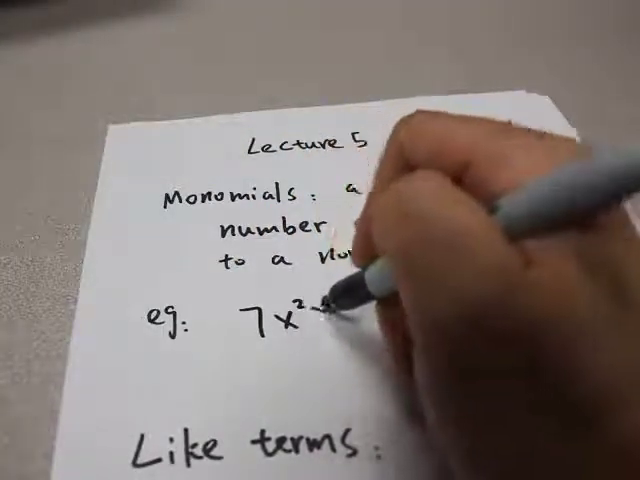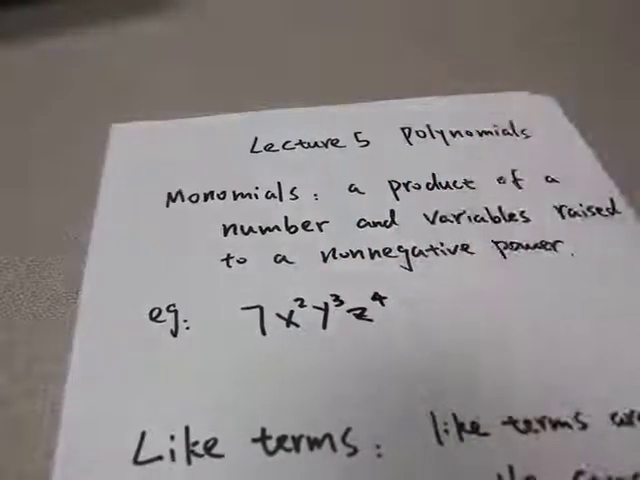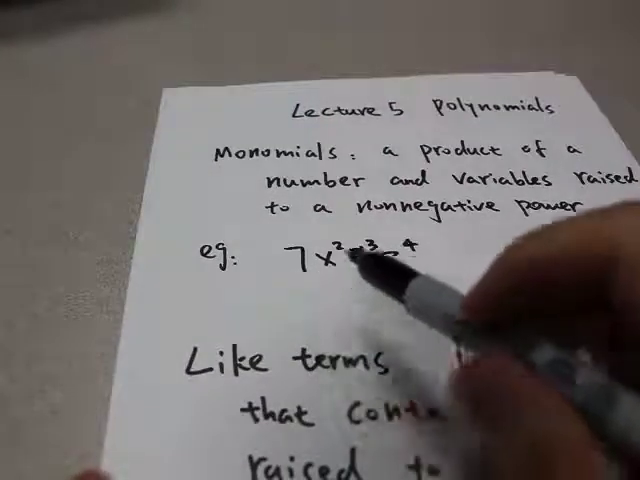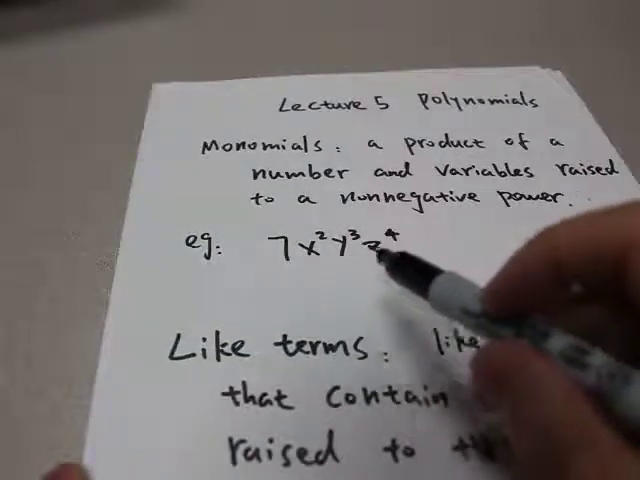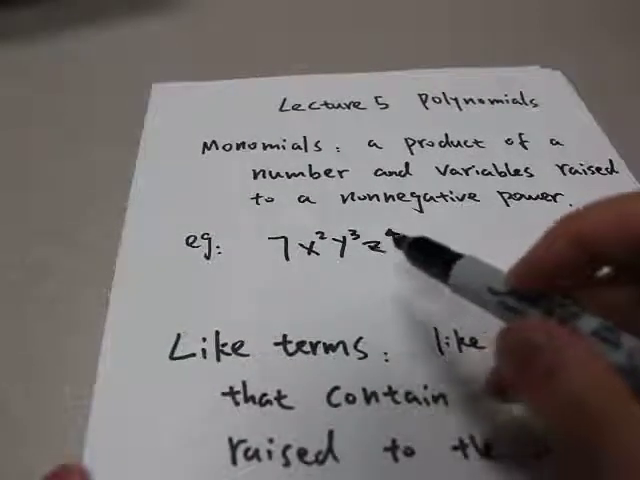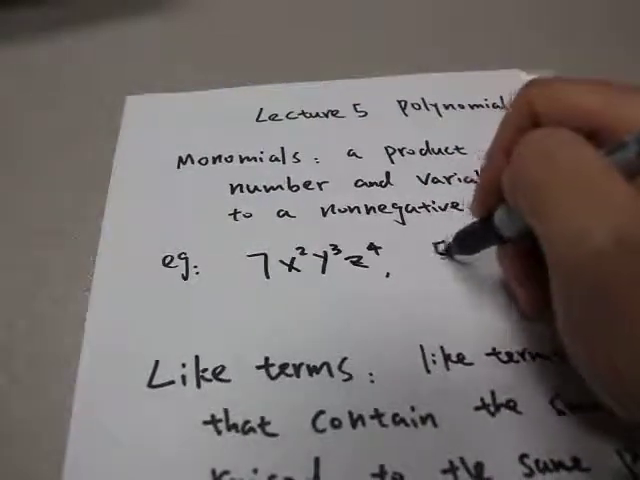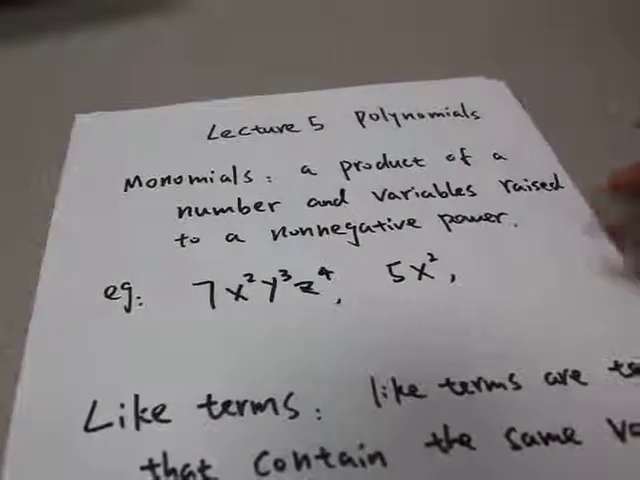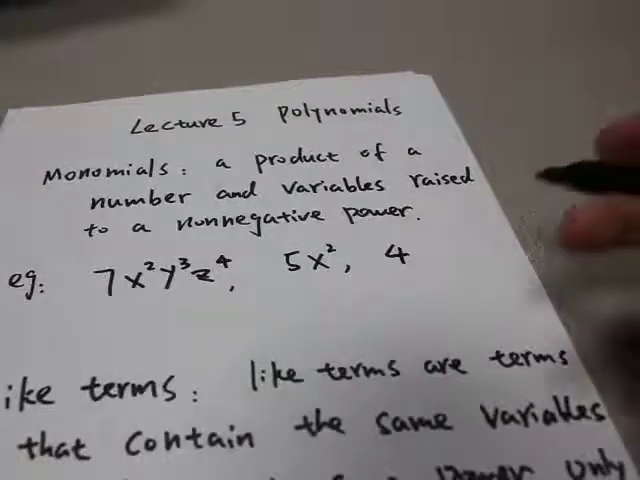7x squared y to the third, z to the fourth. This is a monomial because this is a product between 7 and 3 variables, x, y, and z, and each variable is raised to a non-negative power. Like 5x squared, this is also a monomial. And a number 4, this is also a monomial.